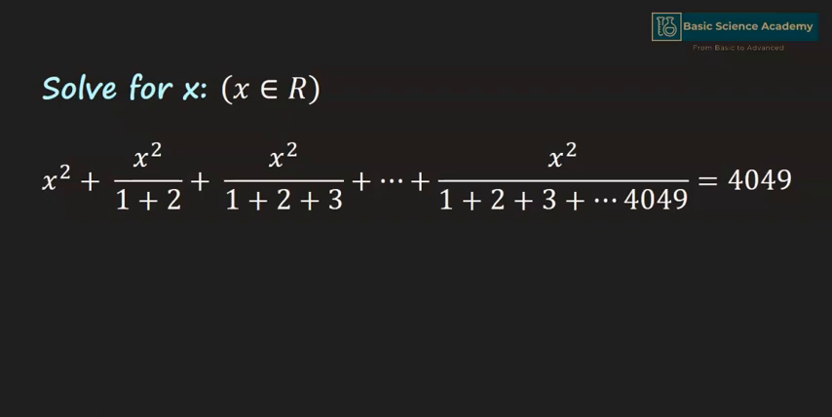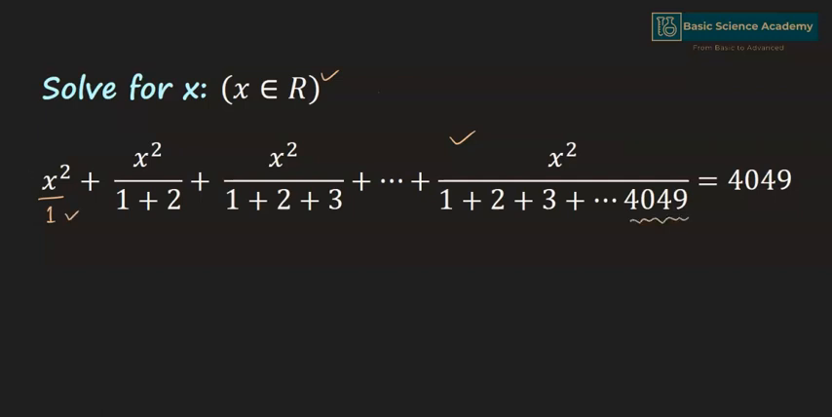In this video, we are going to solve for x in this equation where x belongs to R. We can write x square equals to x square divided by 1. The denominator of each of these terms is the sum of n natural numbers starting from 1 up to 4049.